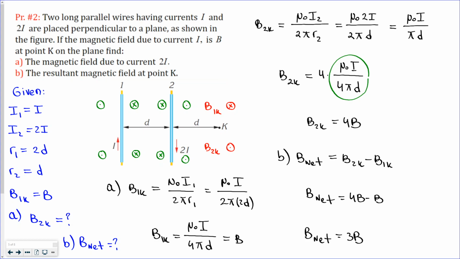What about the direction? So the net field will take the direction of the second wire because it's bigger. That's why the direction of the net field will be towards us.